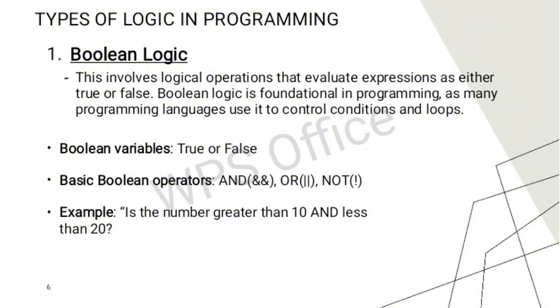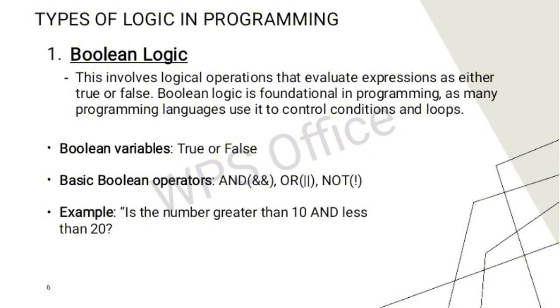Boolean variables, true or false. Basic Boolean operators are and, or, not. So, a Boolean expression is one where all values are either true or false. So basically you compare two or more variables to get the result.